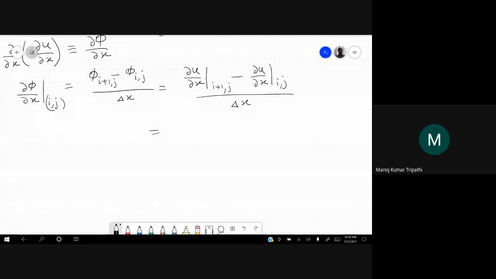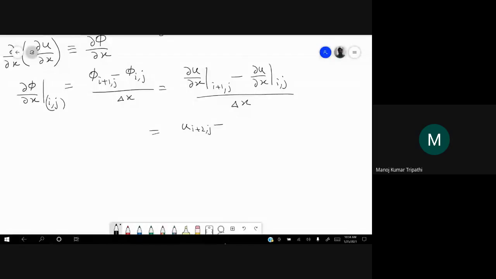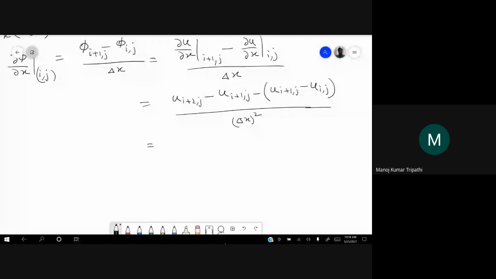Okay. So let me write it here. This will be u_{i+2,j} minus u_{i+1,j}, the difference for this, and by delta x, that will go in the denominator and it will make it delta x square, and then you have minus u_{i+1,j} minus u_{ij}. So it becomes u_{i+2,j} minus 2u_{i+1,j} plus u_{ij}.